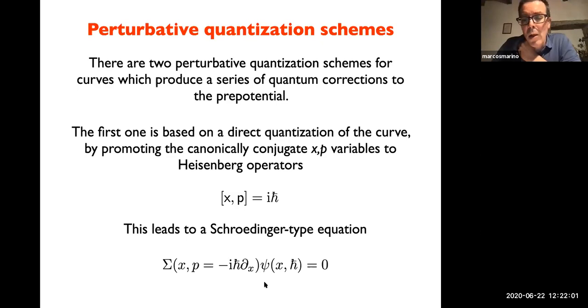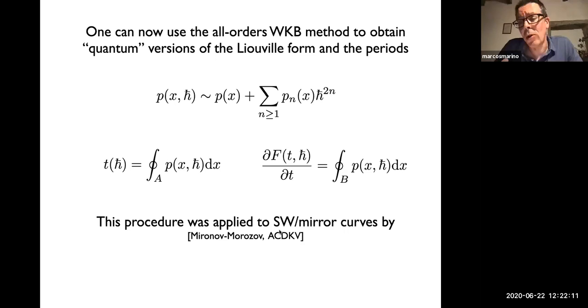So let's suppose that you want to solve this Schrödinger type equation. Once you have a Schrödinger type equation, you try to use the WKB method. So the idea was that these quantum problems are, in a sense, generic WKB problems.